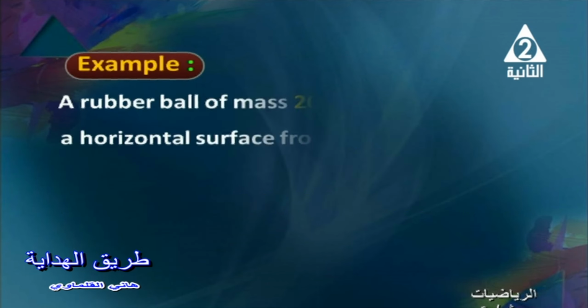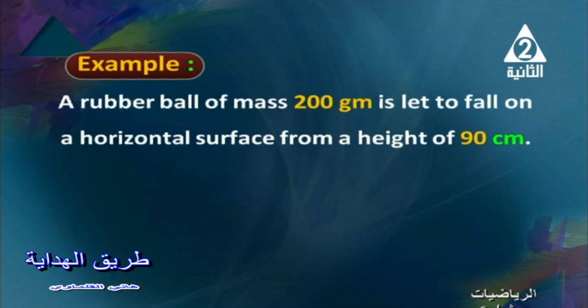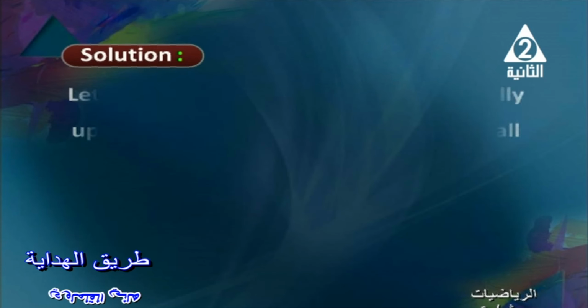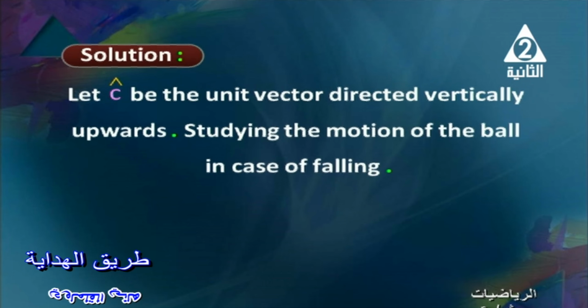A rubber ball of mass 200 grams is let to fall on a horizontal surface from a height of 90 centimeter to rebound up to a height of 40 centimeter. Calculate, using kilogram meter per second unit, the magnitude of the change of momentum of the ball as a result of impact. First, let vector c be the unit vector directed vertically upwards, studying the motion of the ball in case of falling.